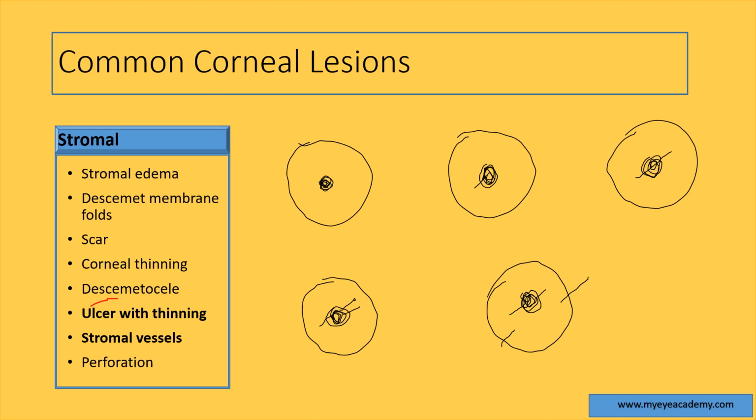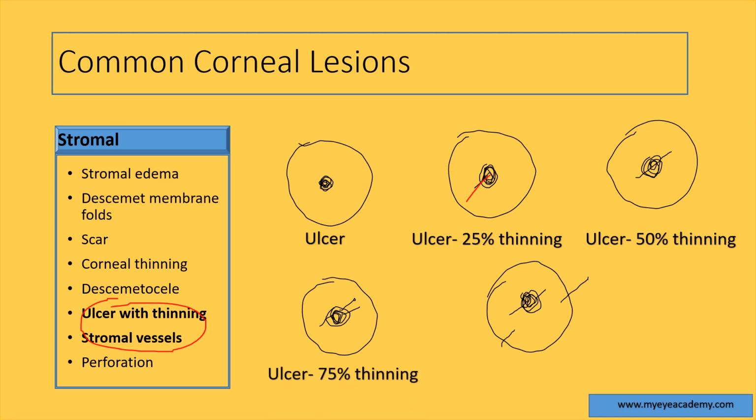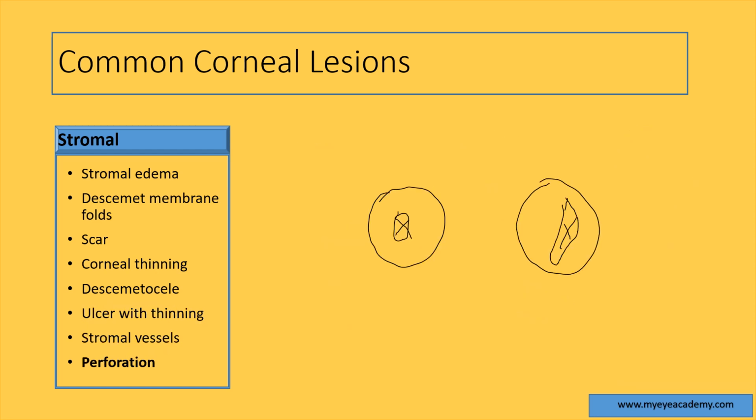Next one is corneal ulcer with thinning and blood vessels. So first you just draw the ulcer. Then if you have drawn the ulcer with one line, that means 25% stromal thinning, 2 lines 50% thinning, 3 lines 75% thinning, and this is corneal ulcer with 50% thinning and corneal blood vessels growing into the cornea, secondary to corneal ulcer. And this is how you draw the corneal perforation.